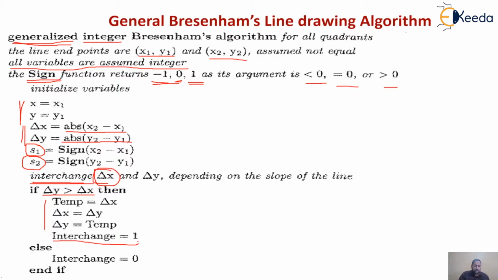We have to keep in mind that if interchange is equal to 1, it indicates that the value of delta y is greater than delta x. Interchange equal to 0 clearly indicates that delta x is greater than delta y. That's why we have this interchange variable. Moving to the next slide.